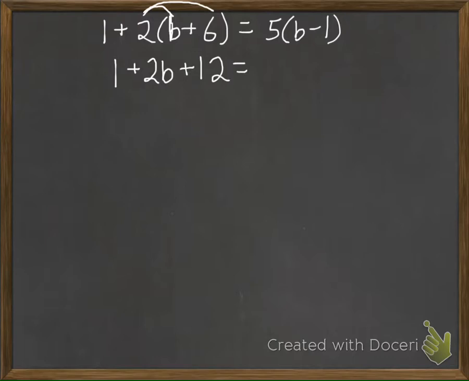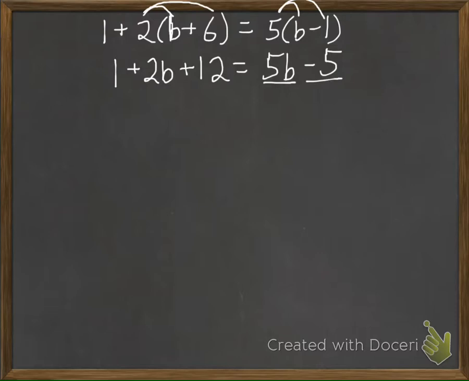And on the right-hand side, we have 5 times 1b, which is 5b. And 5 times negative 1, which is negative or minus 5. From there, I'm still not ready to solve. The right-hand side is simplified. I have a variable term, 5b, and a constant term, negative 5. Not like terms, can't be combined.